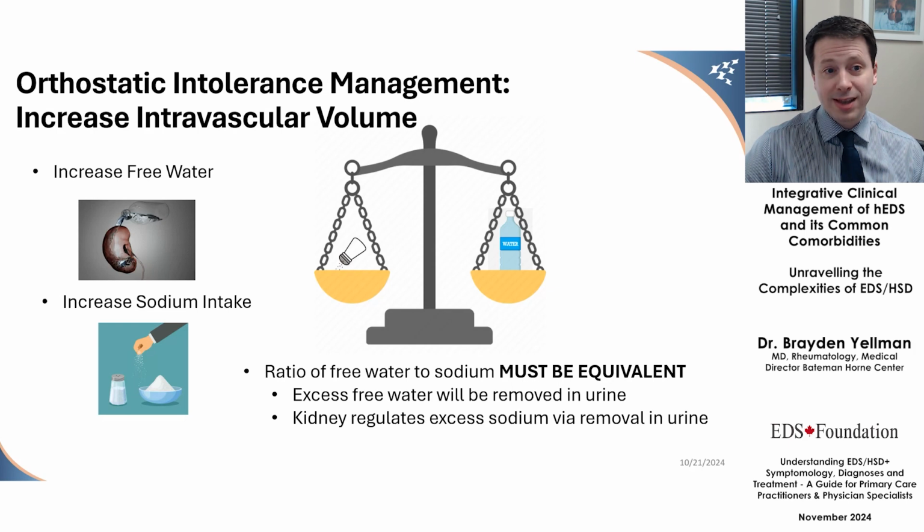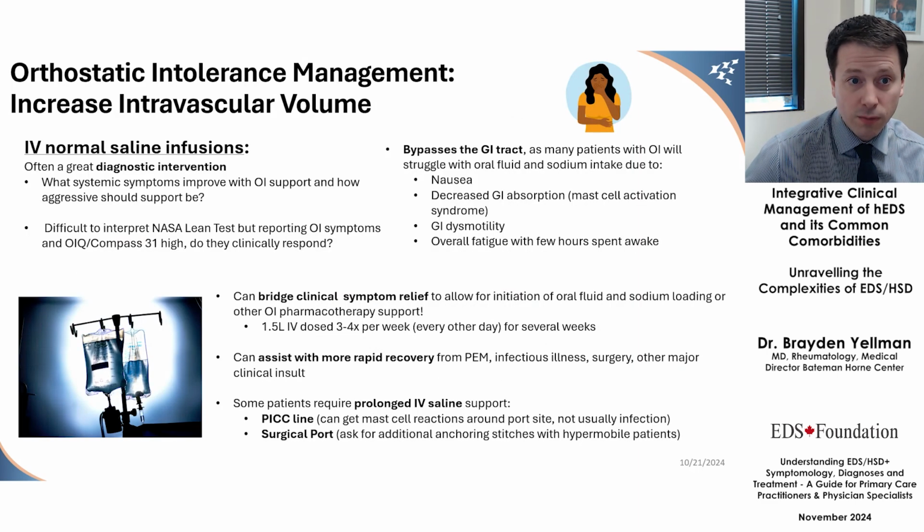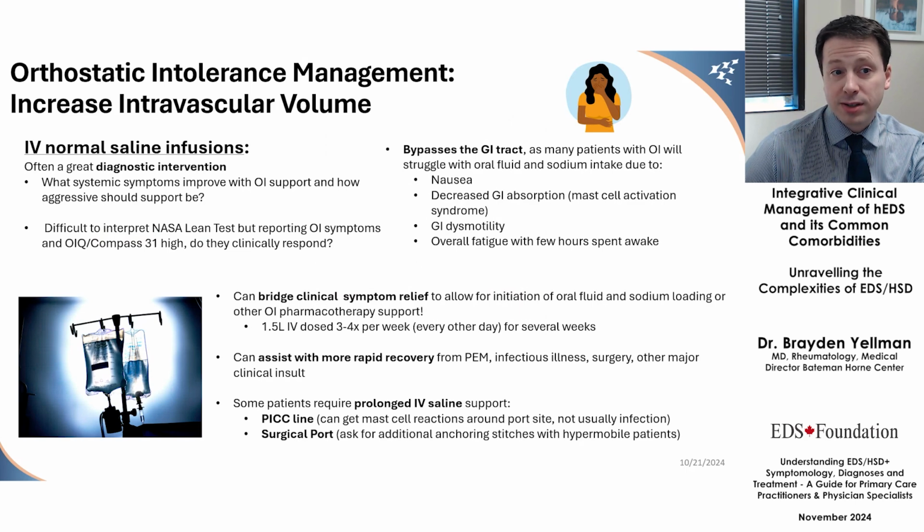So we want to, for example, increase free water and sodium in an equivalent ratio to help build up that intravascular volume. One thing that I will use often in clinical practice are IV normal saline infusions. They're often a great, even diagnostic intervention before you're thinking about therapy. When you're asking yourself, okay, someone's clearly orthostatic and they have tons of symptoms, how many of those symptoms are actually mediated by orthostatic intolerance versus one of their other chronic conditions? And how aggressive should I be in treating orthostatic intolerance versus looking at those other comorbid conditions? Do I need to be more aggressive with mast cell, etc.?